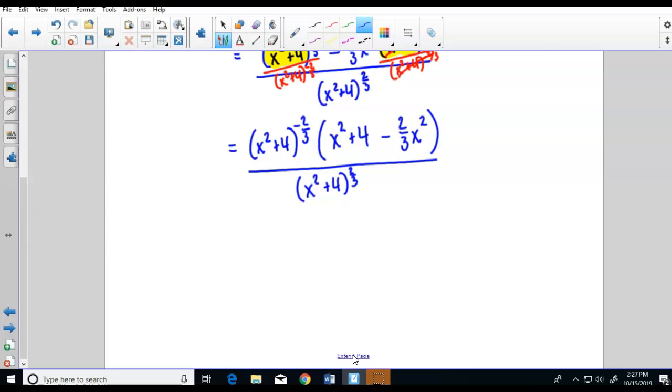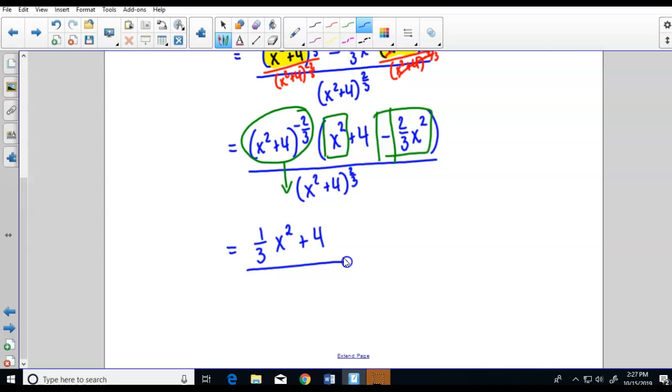Okay. Questions so far? It's not done. This has a negative exponent, so I can send it to the bottom. I also could combine this x squared with this x squared. So if I do that, I've got 1x squared minus 2/3 x squared, so I get 1/3 x squared plus 4 over x squared plus 4 to the 2/3 times x squared plus 4 to the 2/3.